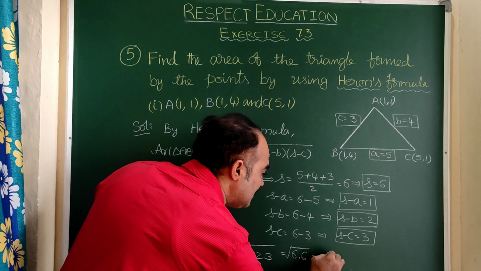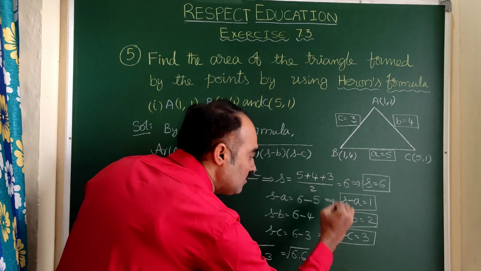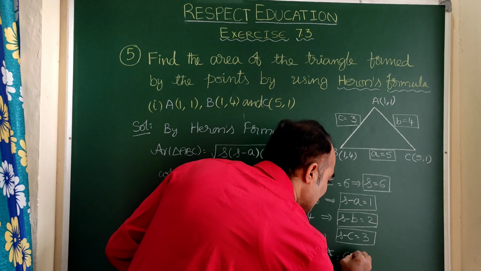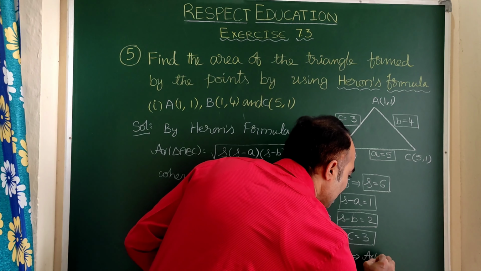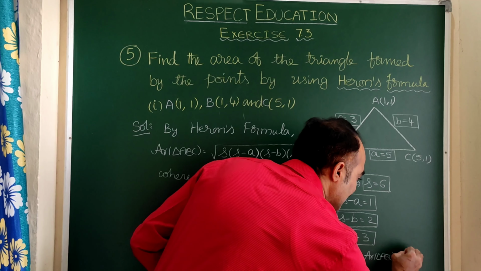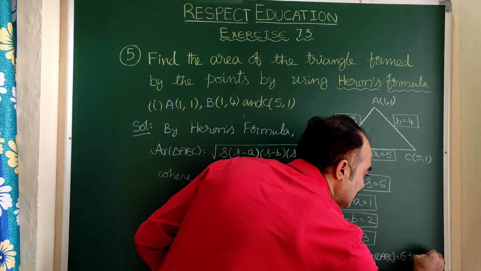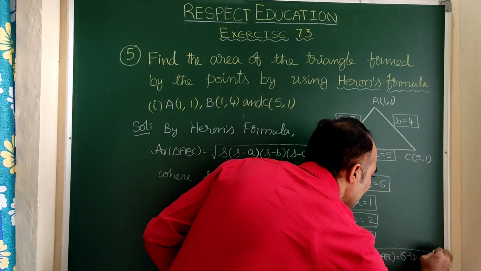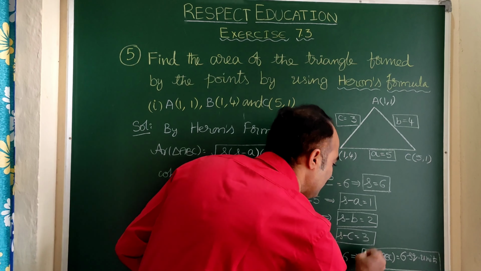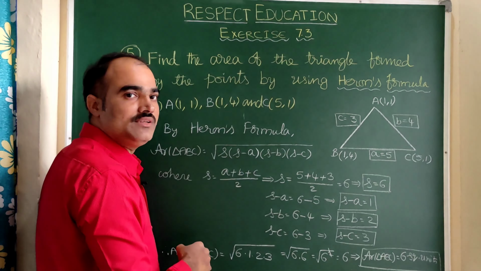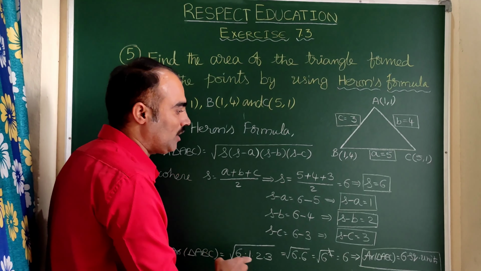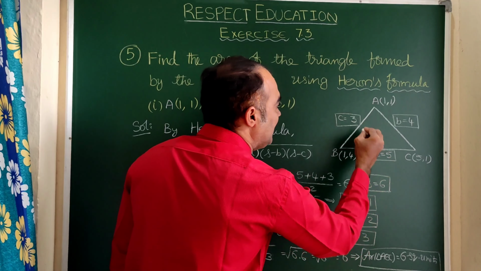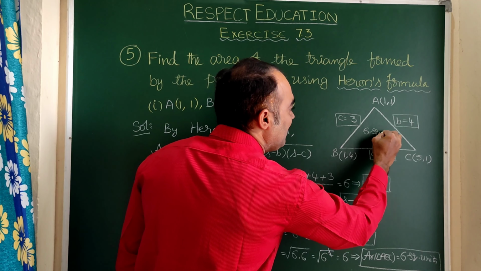So, this is under root 6 into 6, which comes to 6 square. Square and root get cancelled. So, it is 6. Therefore, the area of the triangle ABC is 6 square units. Area of triangle ABC is 6 square units. So here we find the area of the triangle formed by these points using Heron's formula. By applying Heron's formula, we found the area of the triangle ABC as 6 square units, which is the final answer for this bit.